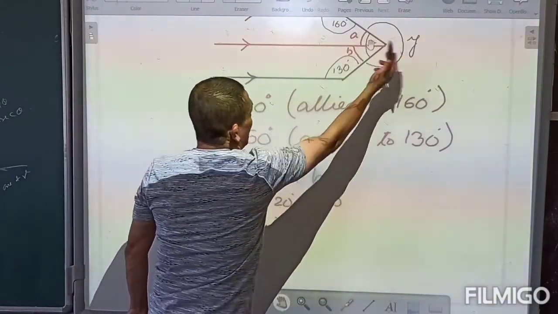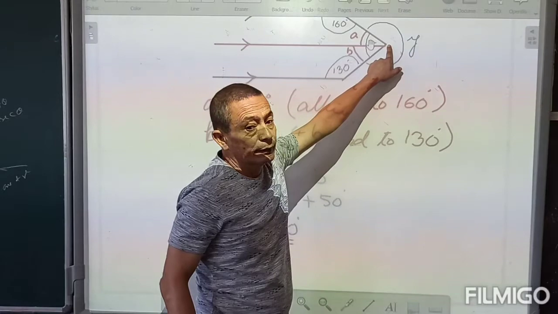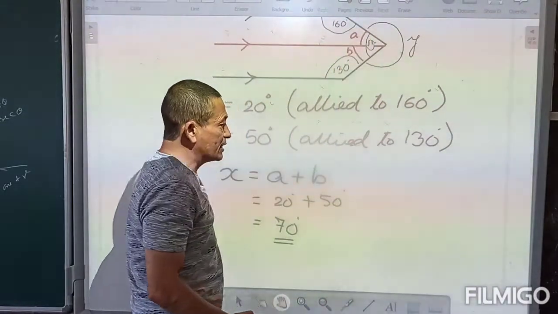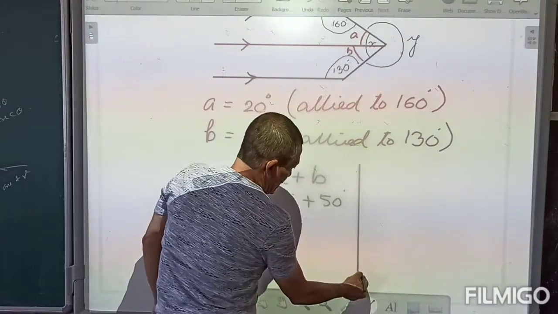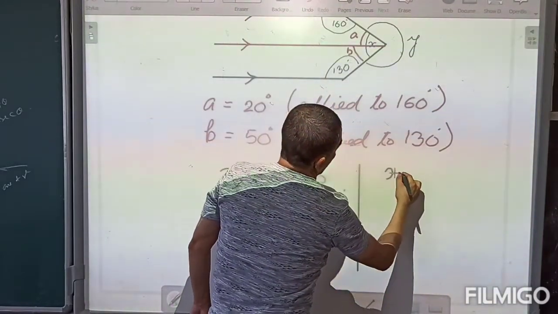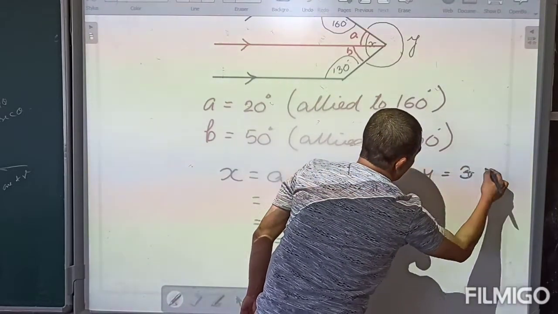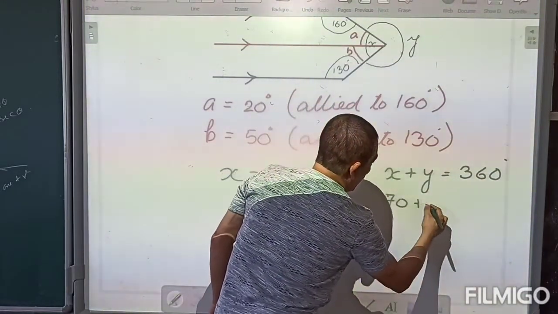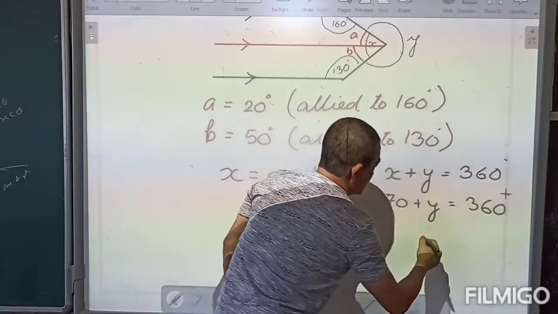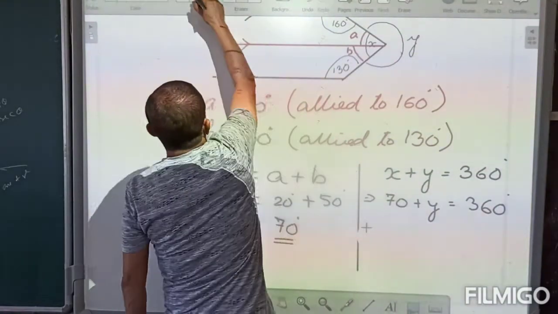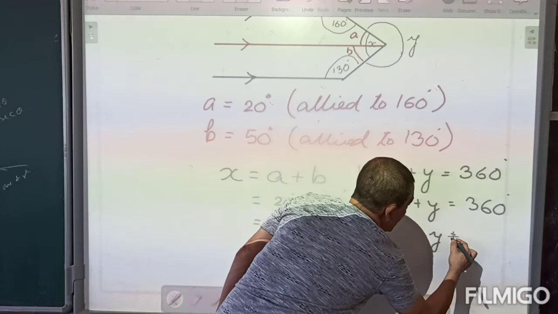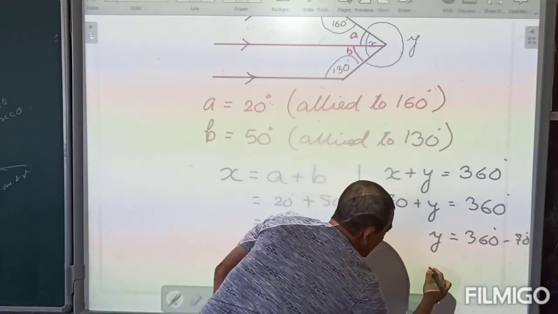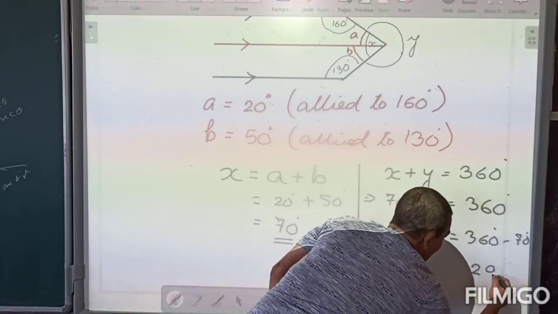Now let's look at Y and X. X plus Y, they form a circle, which means it is 360 degrees. I already found out X. So I can say over here that X plus Y is equal to 360 degrees. I already know the value of X, which is 70, plus Y will give me 360 degrees. So we can say that Y will be equal to 360 degrees minus 70 degrees. So Y will be equal to 290 degrees.